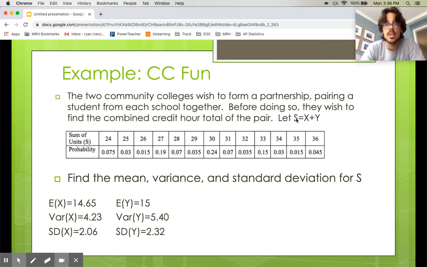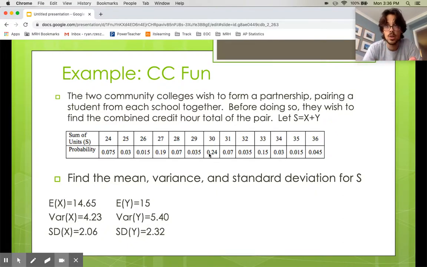We're going to establish a new random variable S. S is going to be the total number of credit hours between this kid and this kid from the other college put together. So I have X plus Y right here, which means this is a combination of random variables, not a transformation, not a linear transformation here. So the rules are going to be new when you smash two different random variables together.